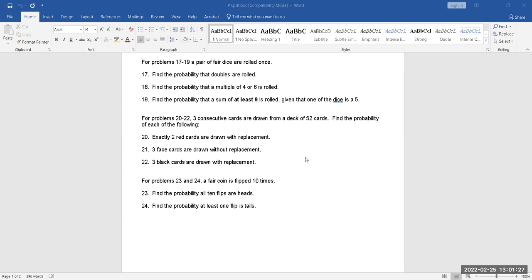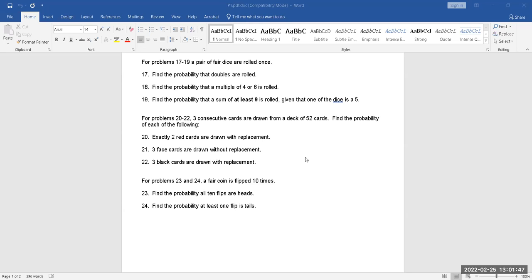Now I'm going to roll the dice. All right, I'm going to roll the dice one time. My first question is, find the probability that doubles are rolled. Now, remember, there are 36 dice rolls. So the probability every time you ask the question is usually going to be over 36, isn't it? The denominator, I mean.